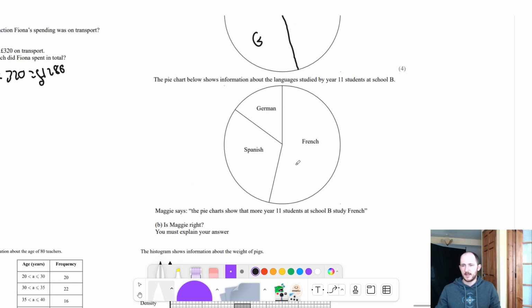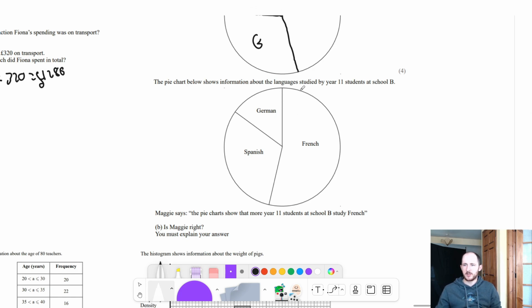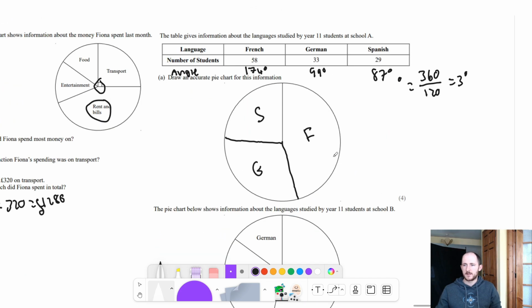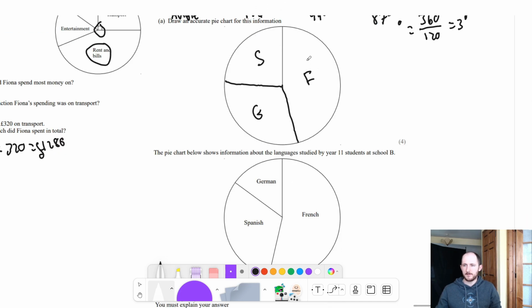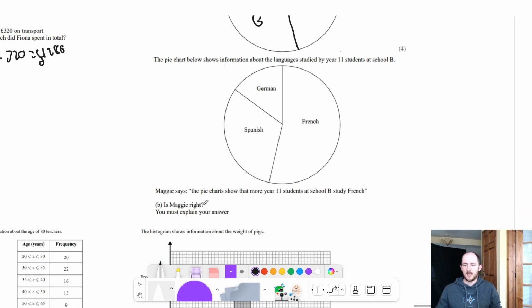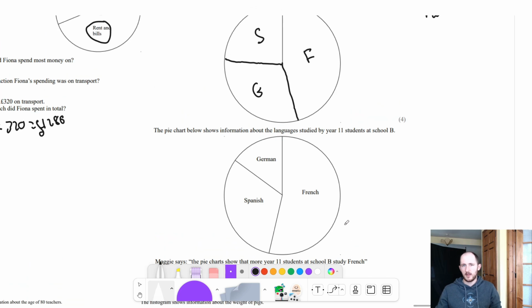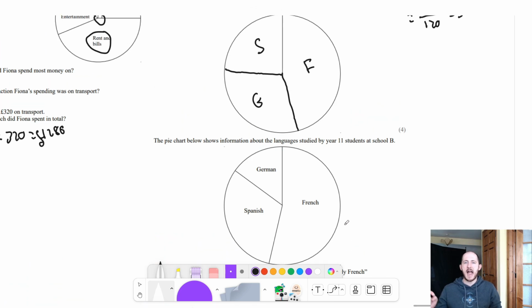Now, if you look here, the pie chart below shows information about the languages studied by Year 11 students, and Maggie says it shows that more students study French, right, at school B. So if you look, it would be more, right? Well, not quite. Is she right? The answer is no. Pie charts do not tell you how many people study something, right? All it tells you is what fraction of people study it.